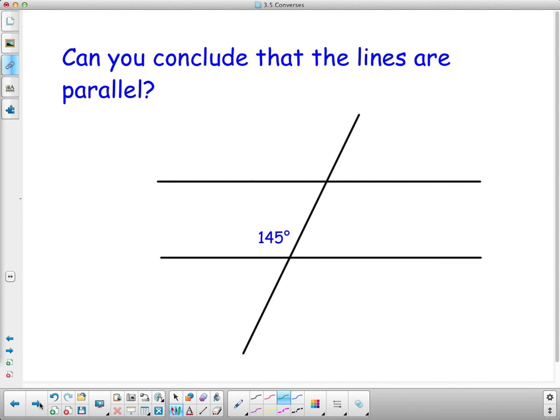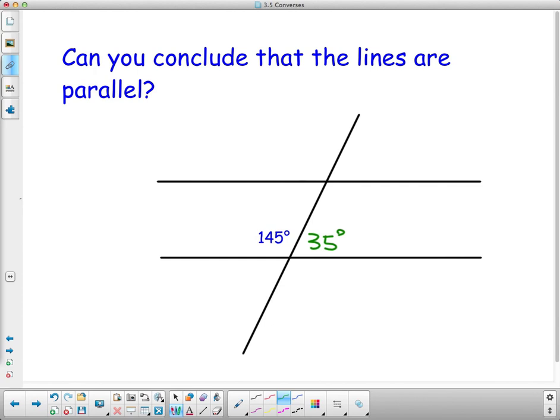One angle is 45, and the one right beside it is 35 degrees. Can you conclude that the lines are parallel? Answer on your board for me. And if you weren't able to get a dark one, just use what you have available, and try to download something another time.